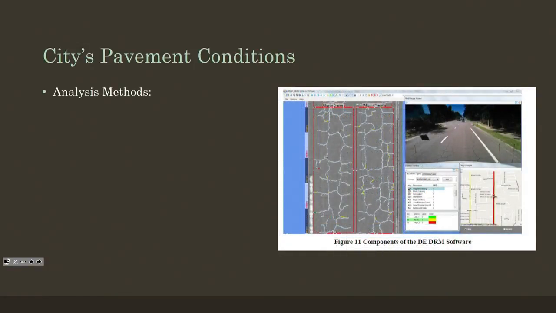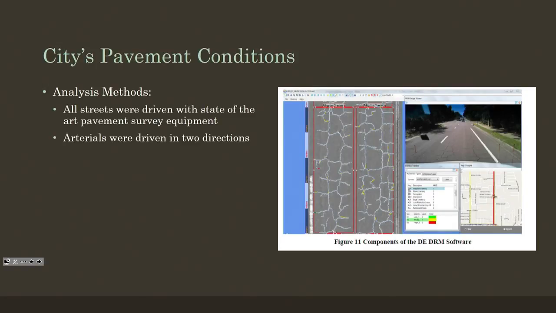So how they analyze these, every street within the city was driven, and they use highly sophisticated survey equipment. Basically, it's a van that has a bunch of equipment in it that does all the different surveys and pavement conditions and pictures and et cetera. Arterial streets were driven in 2 directions, and so they copied segments from each side. The local streets were only driven in one direction.